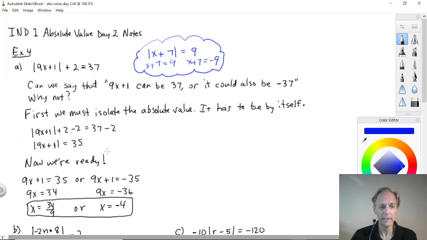And now we're ready. Just like the ones we did the other day, 9x plus 1 equals 35, or 9x plus 1 equals negative 35. And then solve it from there. You get the two solutions, x equals 34/9 or x equals negative 1/4. Okay, so let's look at another one.